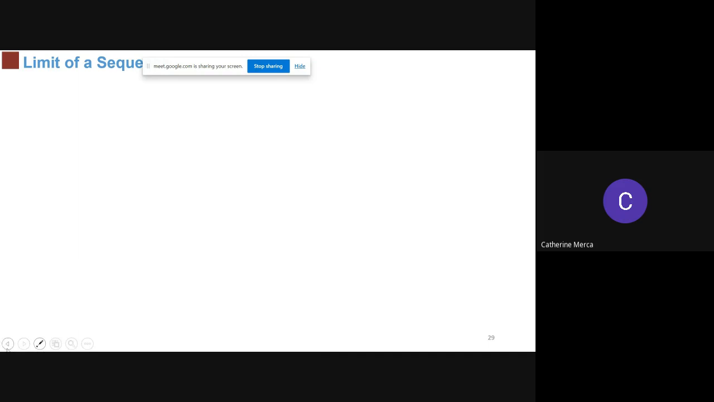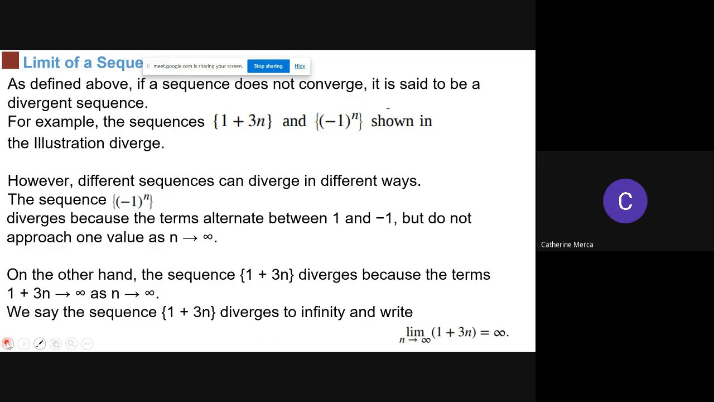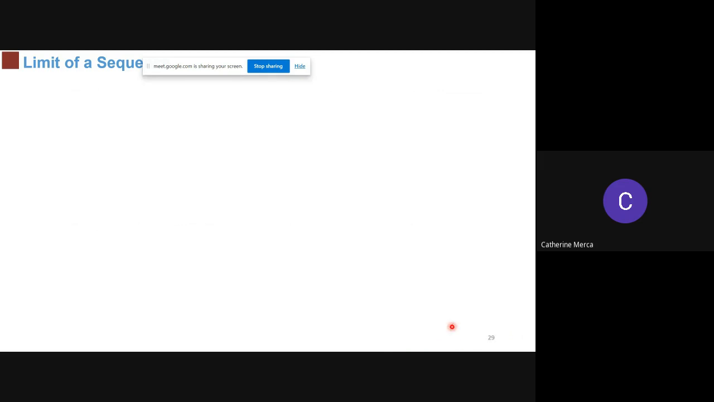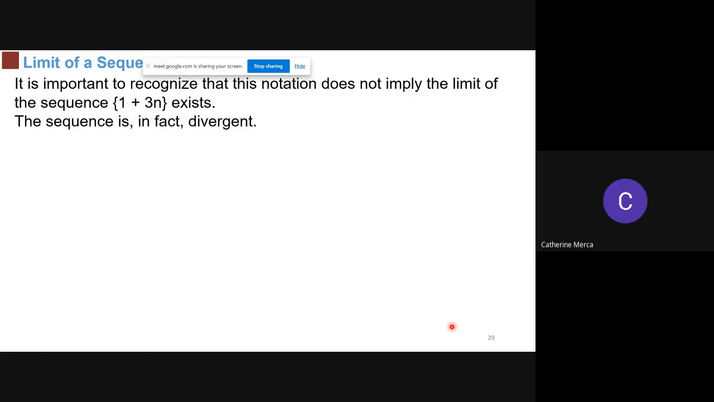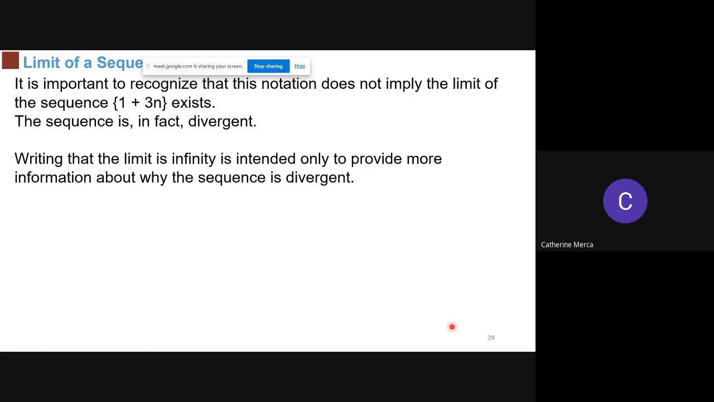The limit of 1 plus 3n as n approaches infinity, it does not mean that the limit exists. What it means is that the terms of this sequence are tending towards a very, very large number. So, the limit still does not exist. In fact, it is divergent. Is it clear that the sequence, the limit of 1 plus 3n as n approaches infinity, is divergent?